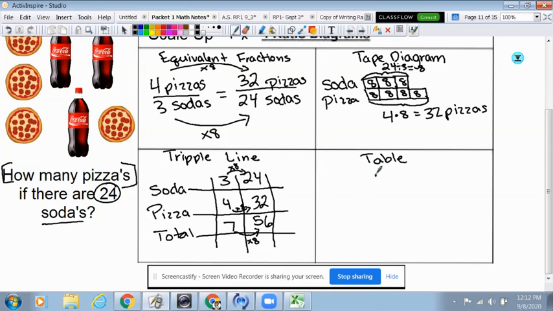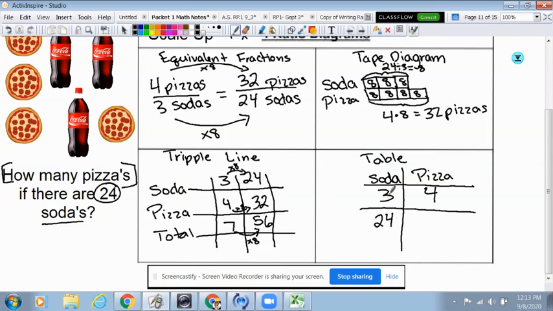Next, I can do a table. Soda, pizza. And I do it like a T-graph. And I just put 1 on each side. I put the numbers that I'm given. I've got 3 sodas. And I have 4 pizzas. The other number it gives me is 24 sodas. Because it says soda, I have to stay under the soda part.